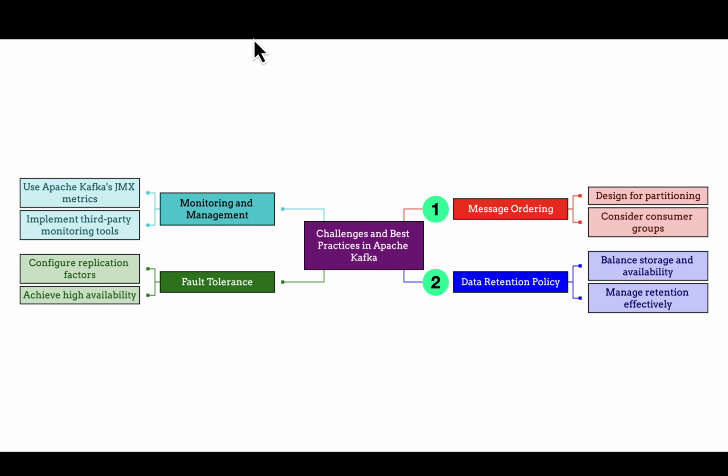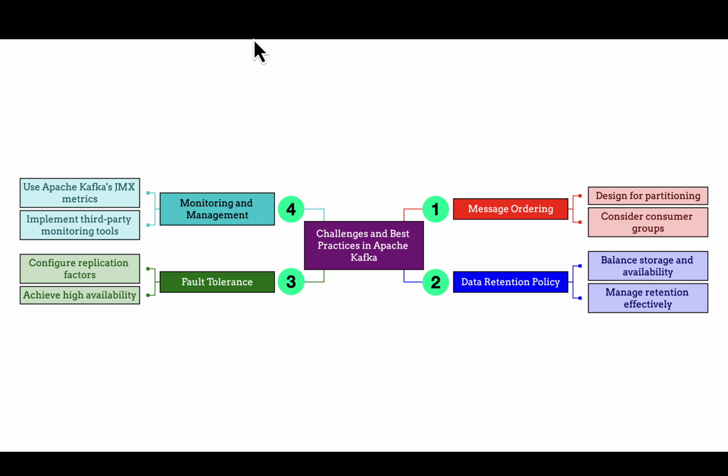2. Data retention policy. Managing Kafka's data retention policy effectively is crucial to balance storage and ensure data is available as long as needed. 3. Fault tolerance. Kafka's fault tolerance is achieved through replication. Properly configuring replication factors and understanding the implications is key to achieving high availability.